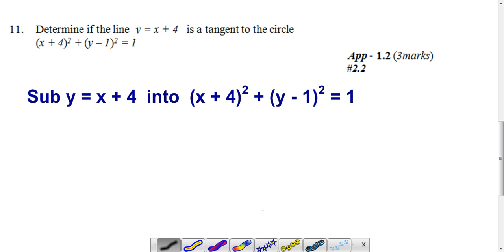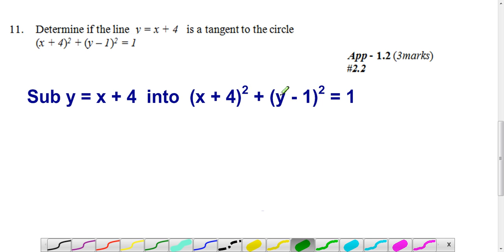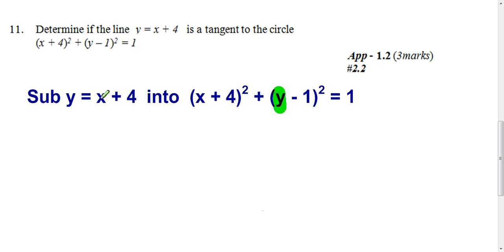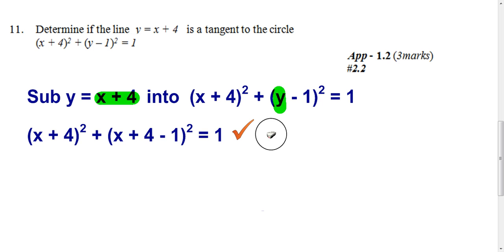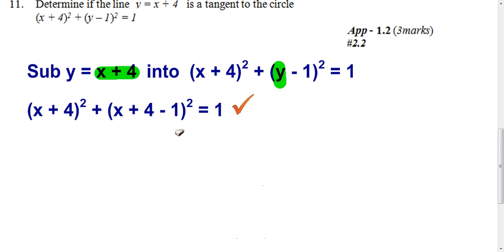So what that means is, in place of the y, we put x plus 4. So we're going to rewrite all this with x plus 4 inside the bracket, next to the takeaway 1. And that's going to look like this. So you've got x plus 4 and takeaway 1. Okay, so let's simplify this down. That's going to be x plus 3 squared.